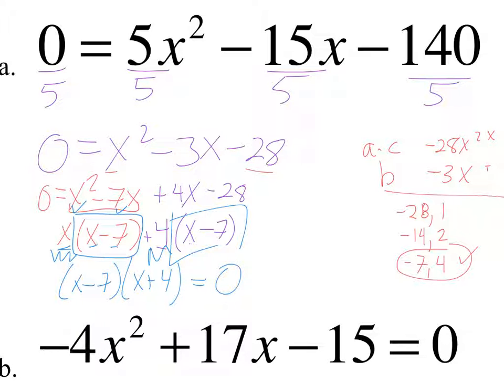This thing is still equal to 0, which means we do have some more work. We have to solve this. If one of these things is 0, that means the whole thing would be 0. So this could be either x minus 7 is equal to 0, in other words, x is 7, or x plus 4 is equal to 0, x equals negative 4.